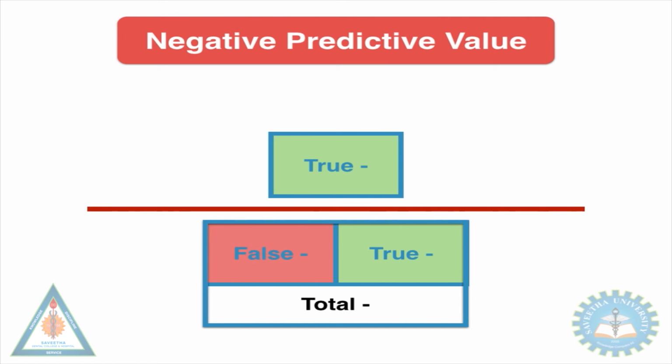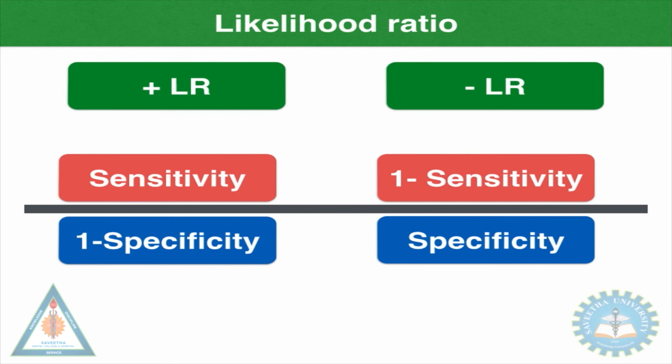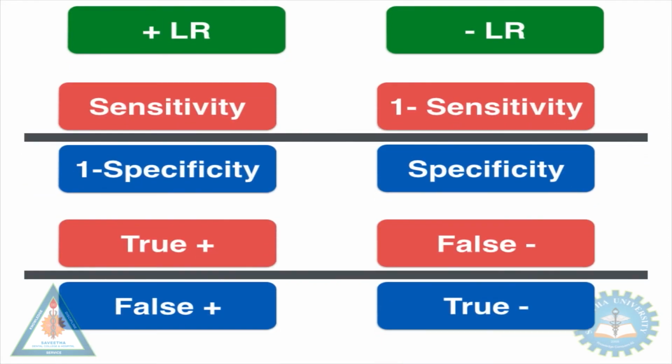The next parameter we look into uses the sensitivity and specificity of the test. That is called the likelihood ratio. A positive likelihood ratio is the ratio between sensitivity and 1 minus specificity, and a negative likelihood ratio is 1 minus sensitivity divided by the specificity of the test. In other words, the positive likelihood ratio is the ratio between true positive and false positive, and the negative likelihood ratio is the ratio between false negatives and true negatives.